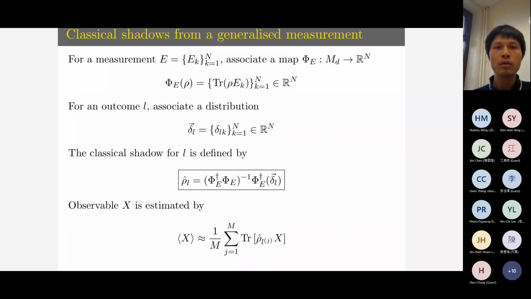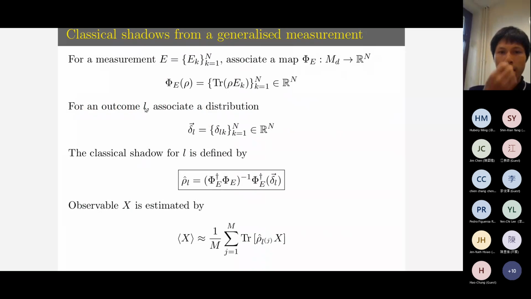So how do we do data processing? At first, this slide will be slightly complicated. I will come back to it again to explain. Now I just explain what steps you have to do. For a measurement with effects given by E_k, you associate a map Phi_E, which is essentially mapping a density operator to the statistics. So this is a map from the density operator to R^N, which is the statistics. This is exactly given by this formula.